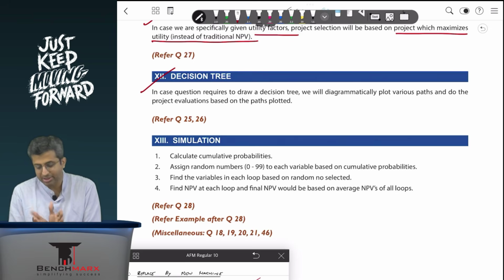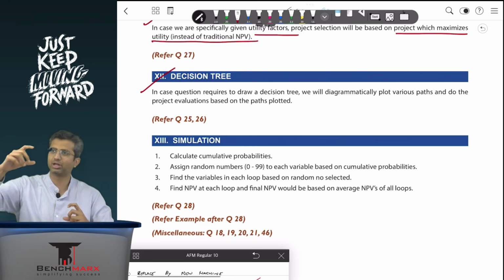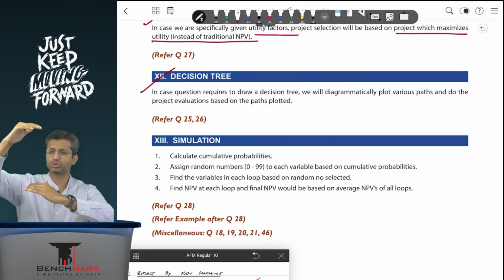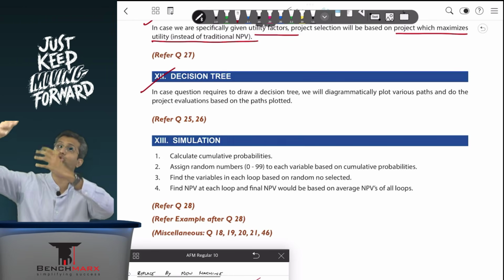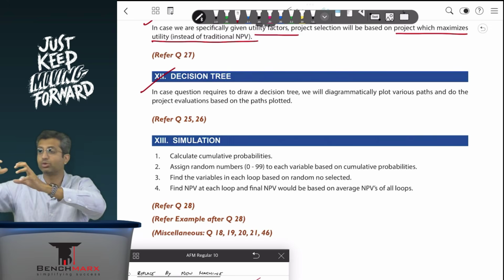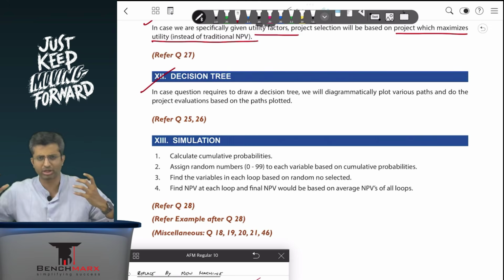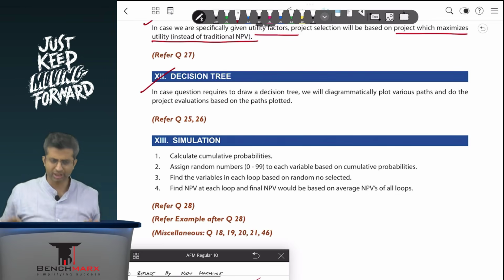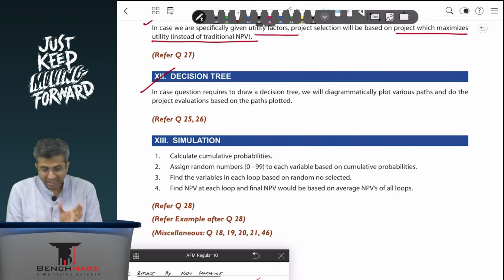Sometimes decision tree questions come as dependent cash flows, that is, in year 1, let's say, cash flows can be 50,000 or 60,000. If it is 50, then in year 2 this can be 70, 80, 90. If it was 60, then it can be 90, 1 lakh, whatever. You can build a tree and do the evaluation. However, there can be multiple decisions to be taken.